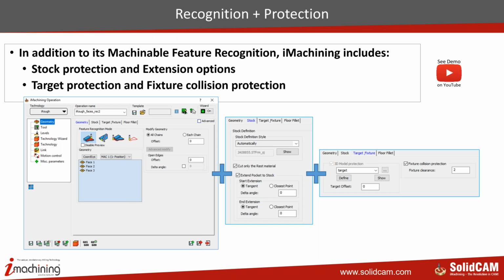As a user, you will have very few options to create the toolpath. You just have to pick the face with feature recognition by face, or pick the outside roughing, and it automatically generates the toolpath. In addition to these feature recognition functions, you can now also extend the toolpath with respect to the stock protection. You can also have tangential extension options, and we also have fixture collision protection inside iMachining 2D.